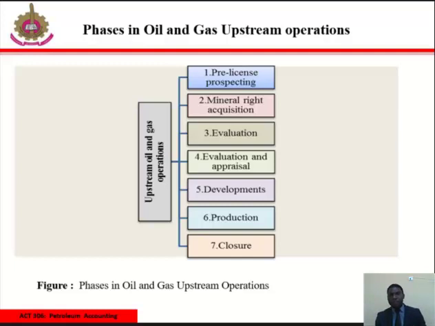The production and closure aspect, which we now refer to as the production phase. From 1 to 5 they are the pre-production phase, and from 6 to 7 are what? Production phase. Now the production phase involves the extraction of oil and gas from the earth and includes all of the related processes necessary to make the produced oil and gas marketable and transportable.